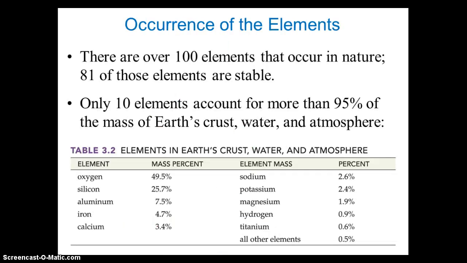classification of matter. Now we are going to talk about the occurrence of elements. There are over 100 elements that occur in nature, and 81 of those elements are stable. Only 10 elements account for more than 95% of the mass of Earth's crust, water and atmosphere. You can see oxygen, mass percent 49.5%. Silicon, you can see varieties of percentages that you can find of elements in Earth, water and atmosphere.